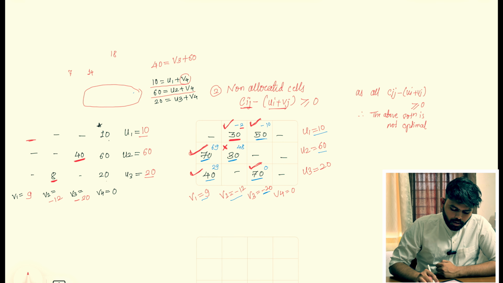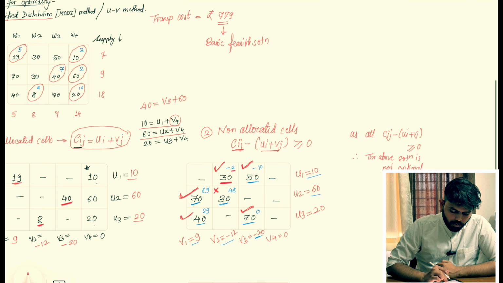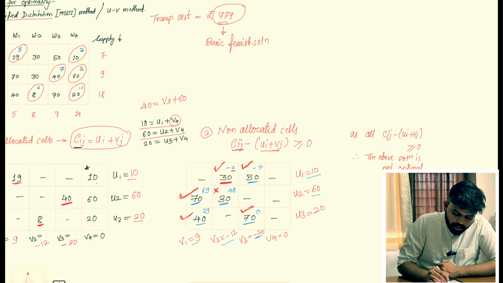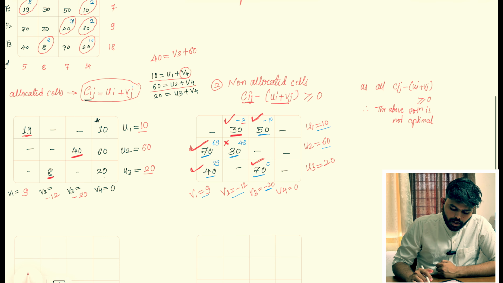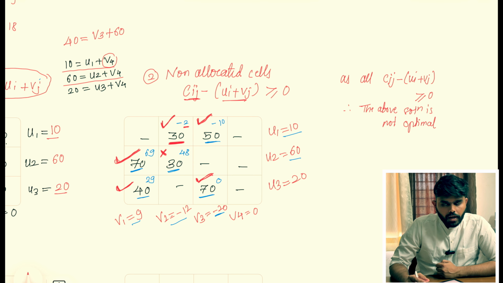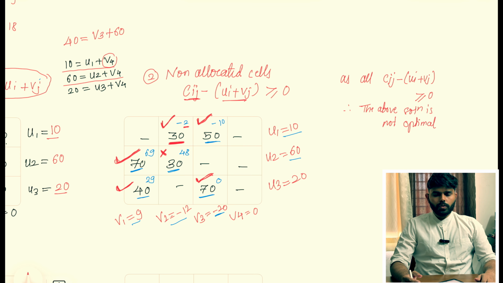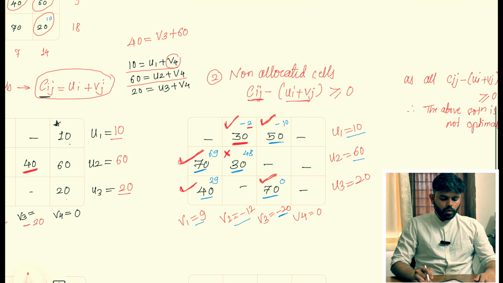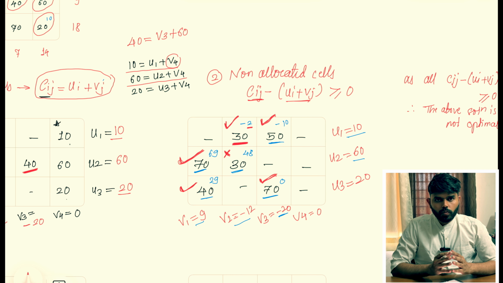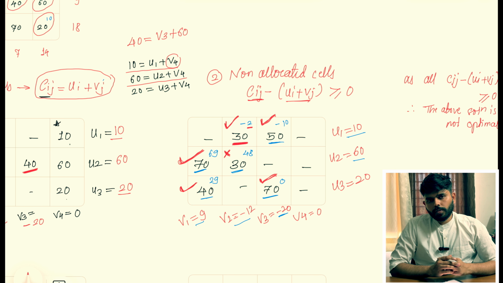So previously the numerical which we solved with the help of Vogel's approximation method gave us the solution as rupees 779. But now we have come to the conclusion that this 779 rupees is not the optimal solution. So what we did is we checked the optimality. If in this numerical all the Cij minus (Ui plus Vj) values would have been 0 or positive, then we would have written that the solution that we got by Vogel's approximation method is a basic feasible solution as well as an optimal solution. But here it is not optimal, so we have already checked for optimality.